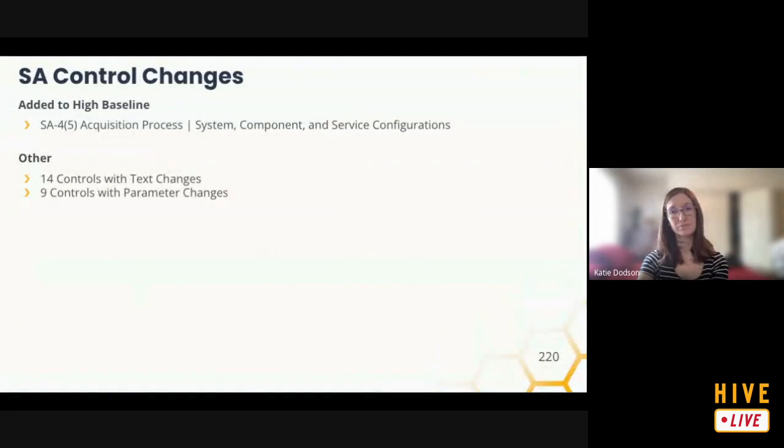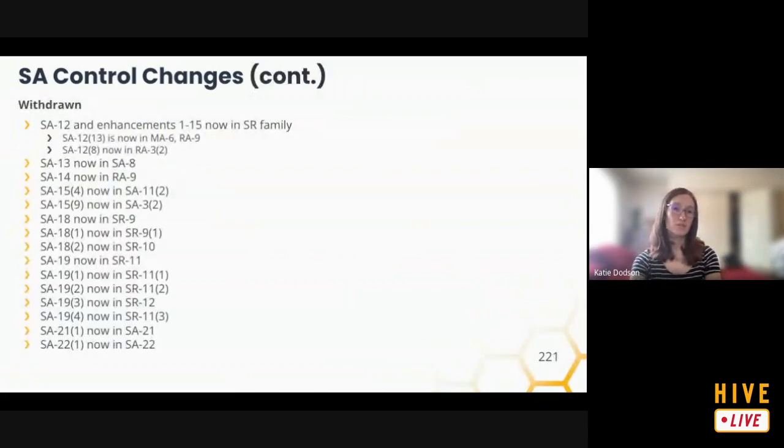And then moving into SA, we're getting close, just a few more families to go. So SA-5(4) was added to the high baseline. It's related to system component and service configurations as part of the acquisition process. And then there were quite a few controls that had text and parameter changes. And then this crazy looking page here, a lot of the SA controls were withdrawn and incorporated elsewhere. And a lot of that has to do with the addition of the new SR control family that we will get into at the end of this deck related to supply chain risk management.